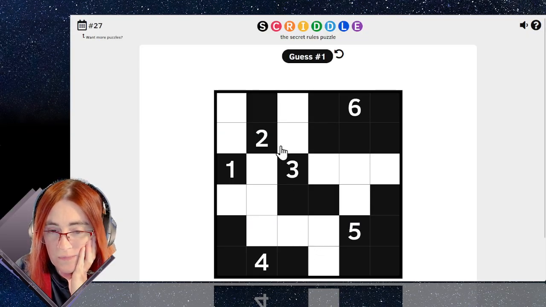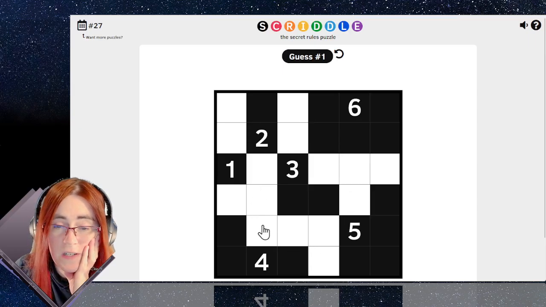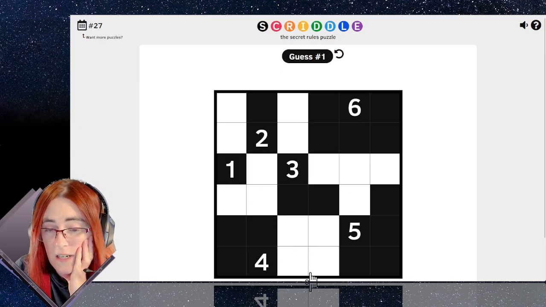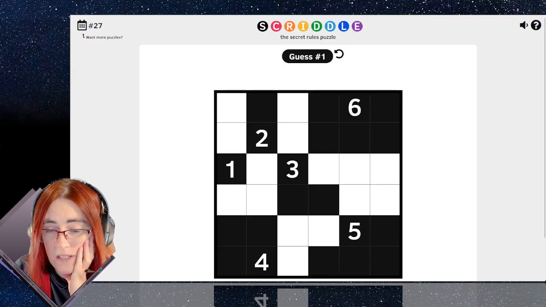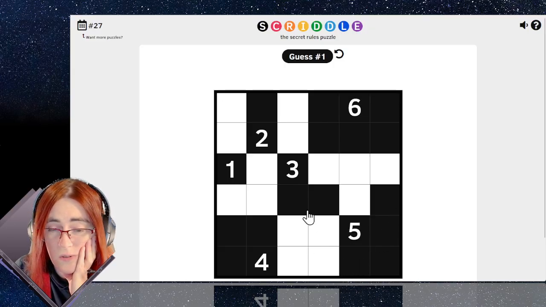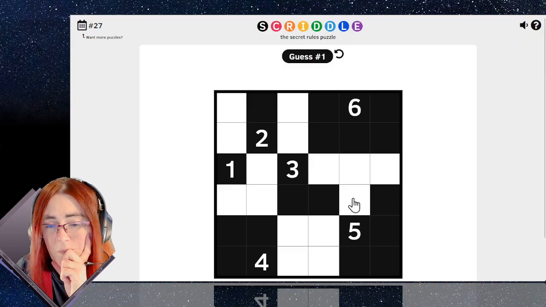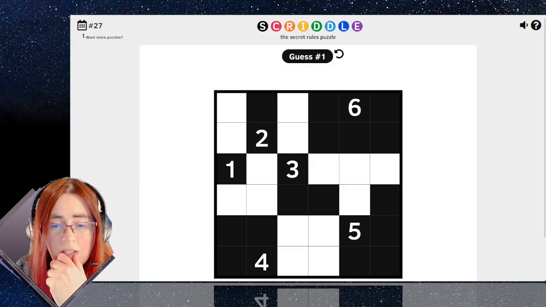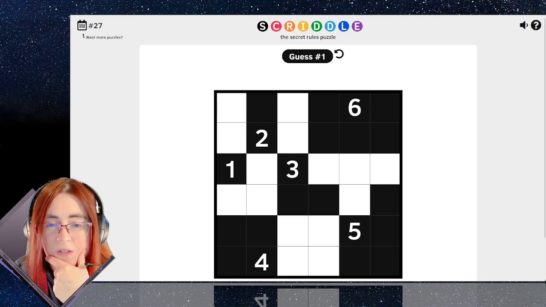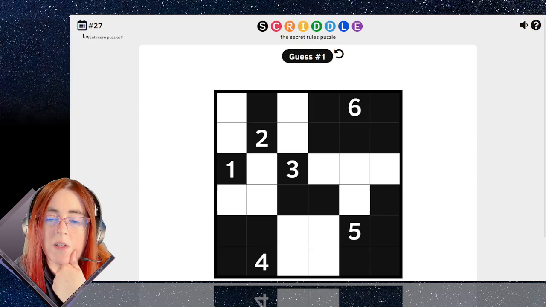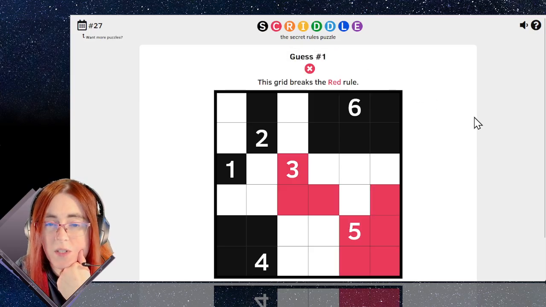We can't avoid them touching diagonally. Maybe we have to have them all touch diagonally. But again, that doesn't help us distinguish those two, so it's probably not that. Unless there's another constraint that we can think of that pins us down to just one solution. Let's do this for our first guess. What's the worst it can do?